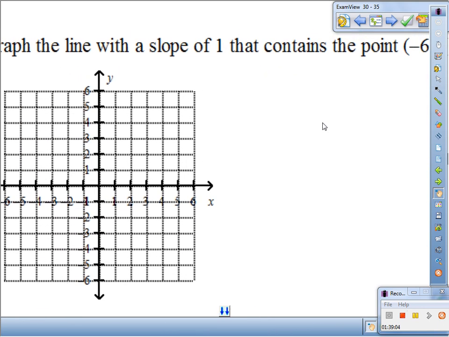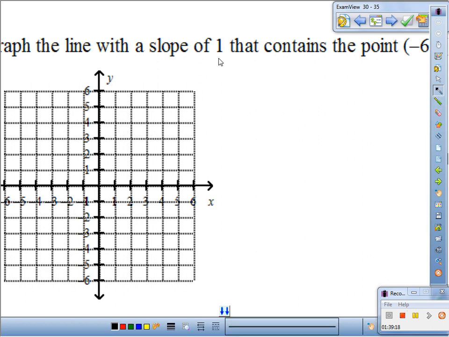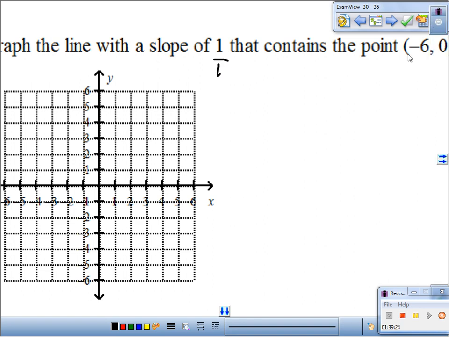It says, graph the line with slope 1 that contains the point negative 6, 0. Slope 1 and the point negative 6, 0. So the slope has to be in fraction form, so it's 1 over 1. And the point that we start is negative 6, 0.